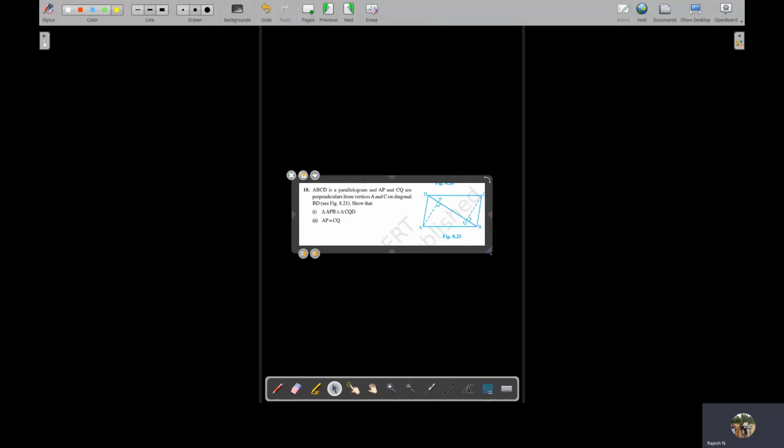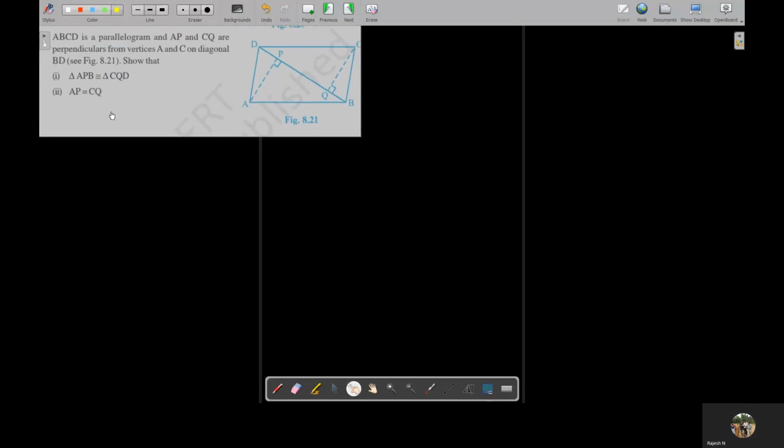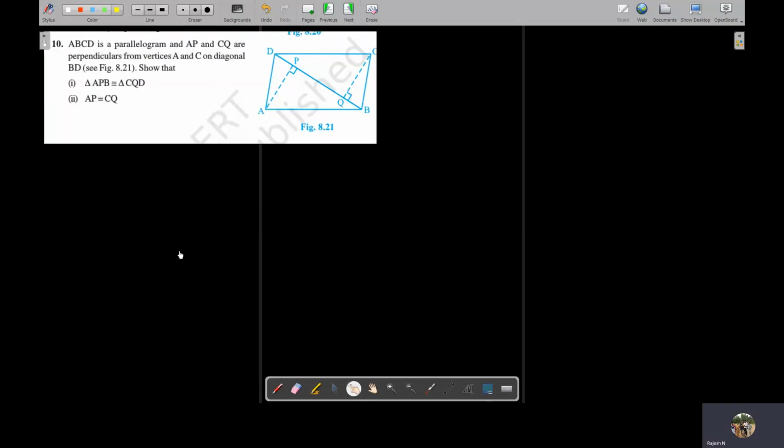What is this question? ABCD is a parallelogram. AP and CQ are perpendiculars from vertices A and C on diagonal BD. Show that triangle APB is congruent to CQD, and AP is equal to CQ. So how to show?